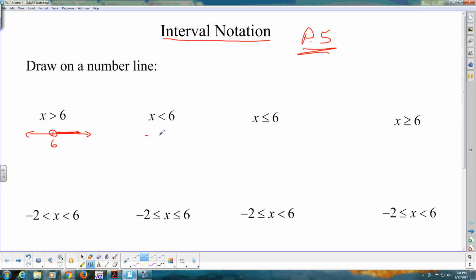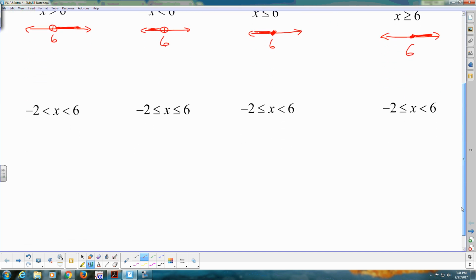Alright, this one, try and get through these as quick as we can, because it should just be review. So that would be open circle, and you're shading left. This one now has an equal sign, so it should be a closed circle, shading left. And this one should be closed circle, and you're shading right. Okay? I'm going to come back to those in a minute. We're not done with them.